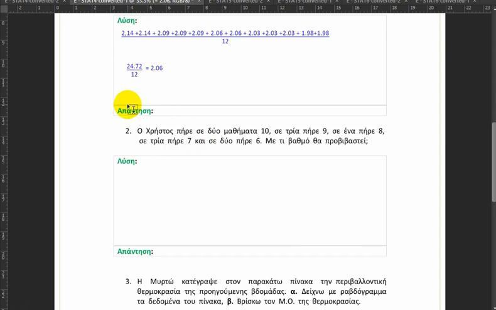Christos, we can see his grades. So here we have the same problem again. Basically, we see that for some lessons he got this, and for other lessons he got this. We need to add them all up and then find out his average to see what grade he got. So, a couple of 10s, 3 9s, 1 8, 3 7s, and 2 6s.